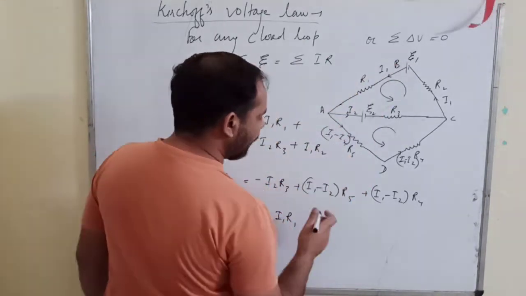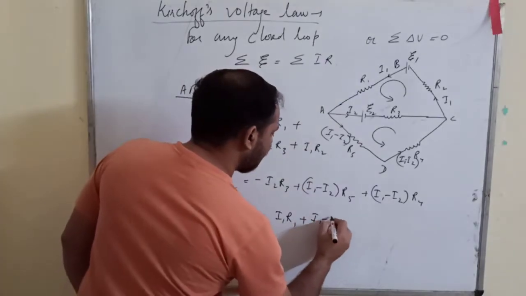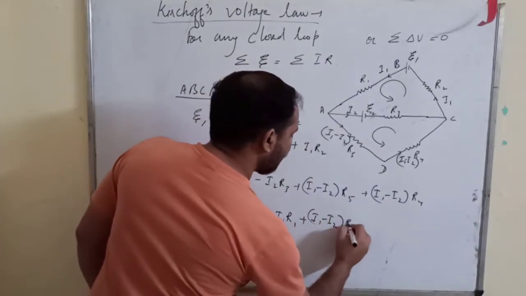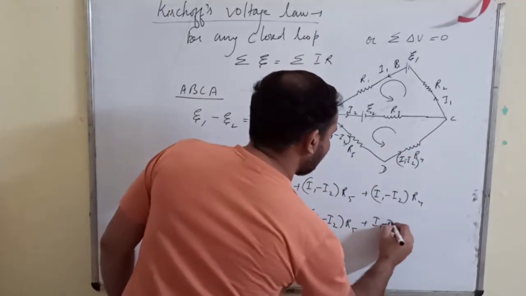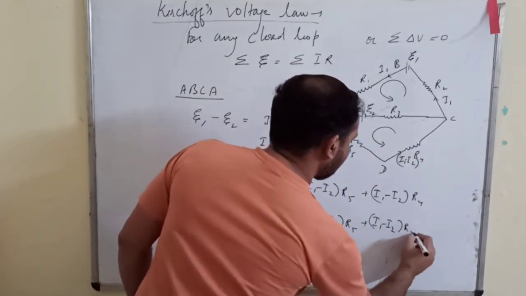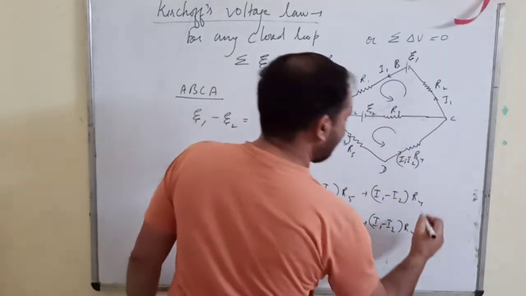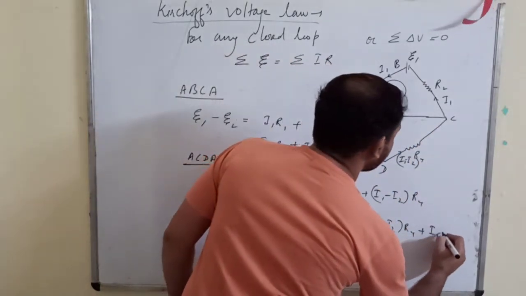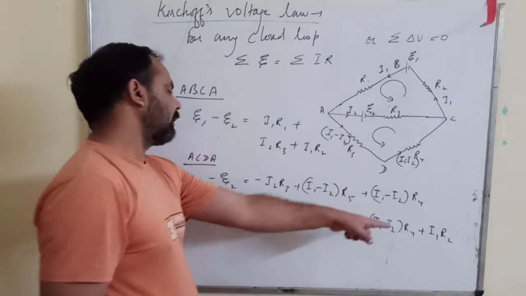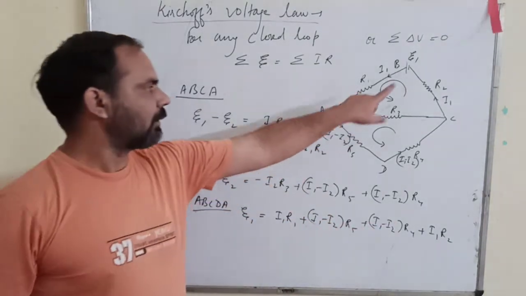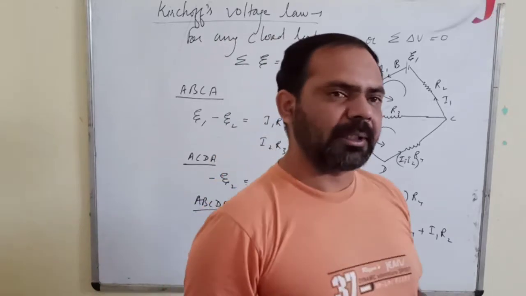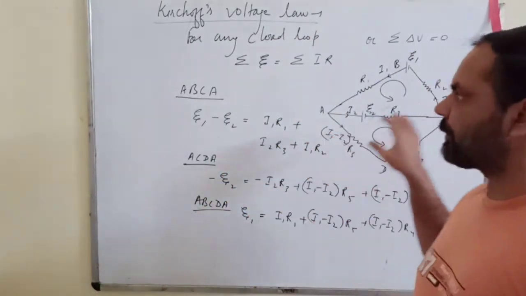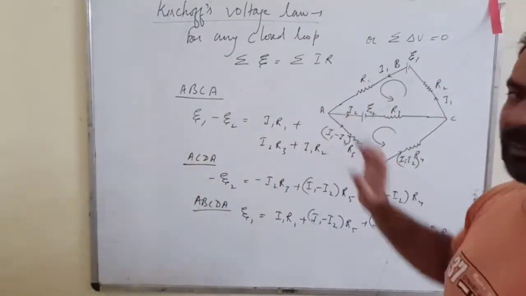Now this is also anti-clockwise, plus I1 minus I2 R5. Then following the direction, plus I1 minus I2 R4. And then again following the direction, plus I1 R2. This is the equation for this big loop A, B, C, D, A. Okay. So this way you will apply Kirchhoff's voltage law to the loop.